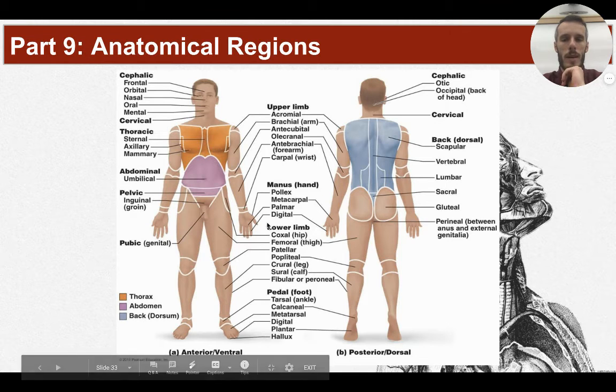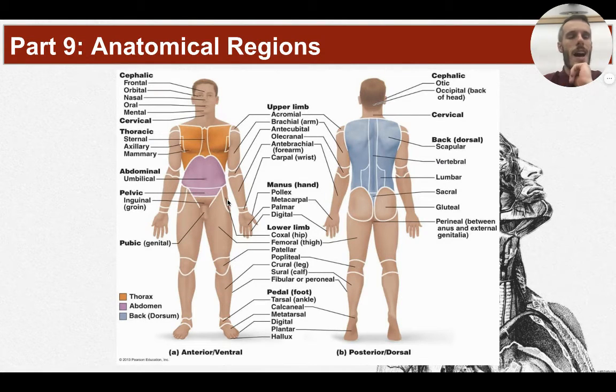So now with the lower limb, coxal, that's going to be the side of the hip. It's like the point of your hip. That is the location of your hip bones, at least the outside portion. Femoral is your thigh. It's your whole thigh. And then your knee, just like your elbow, has two different regions, one for the anterior and one for the posterior. So the front of the knee is the patellar region. That's where your patella is. And then the back of the knee is called popliteal.